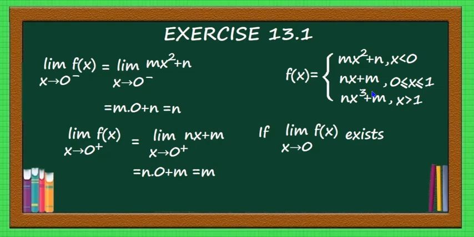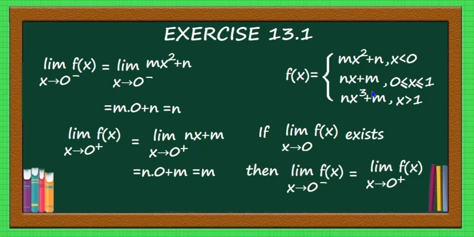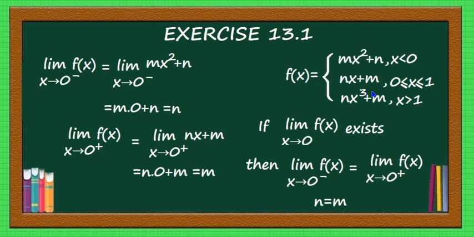Here, if limit as x tends to 0 of f of x exists, both the left hand limit and right hand limit are equal, that is limit as x tends to 0 minus of f of x equal to limit as x tends to 0 plus of f of x, and that is n equal to m. And this is one equation. Similarly, the limit also exists at x equal to 1, it is given.